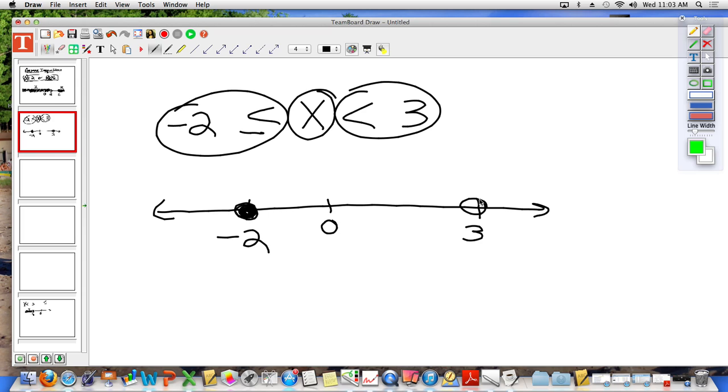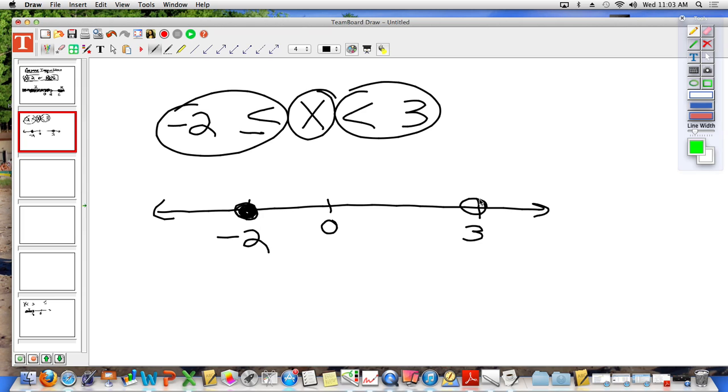And remember how we talked about because there's one x in the compound inequality, you are only going to shade one region. One x means you shade one region. So I am going to shade one region on this number line. It only makes sense to shade the region that is in between the -2 and the 3.